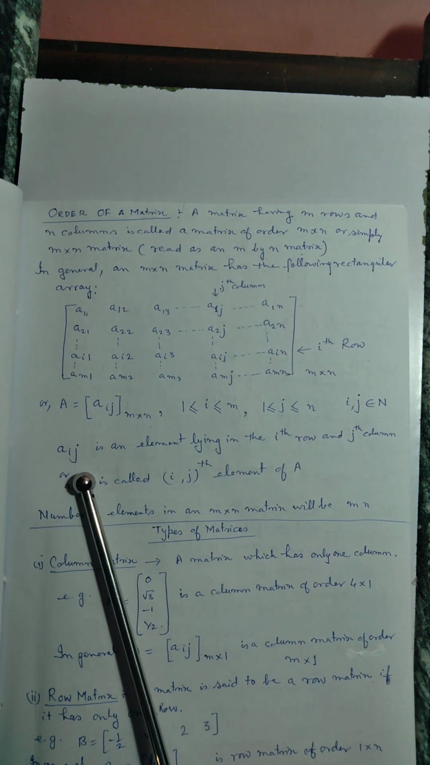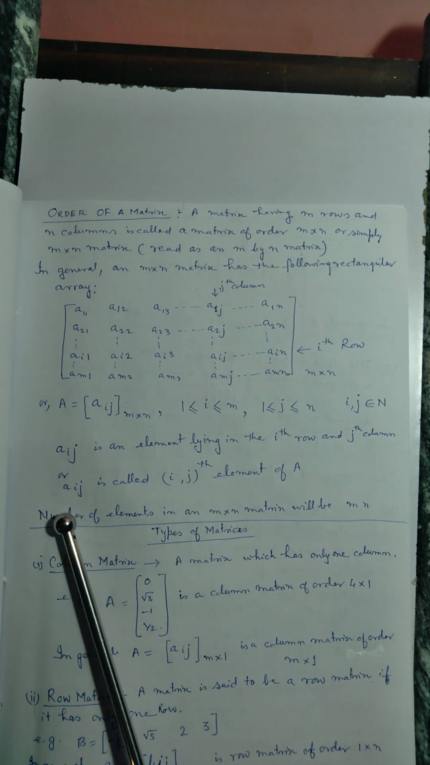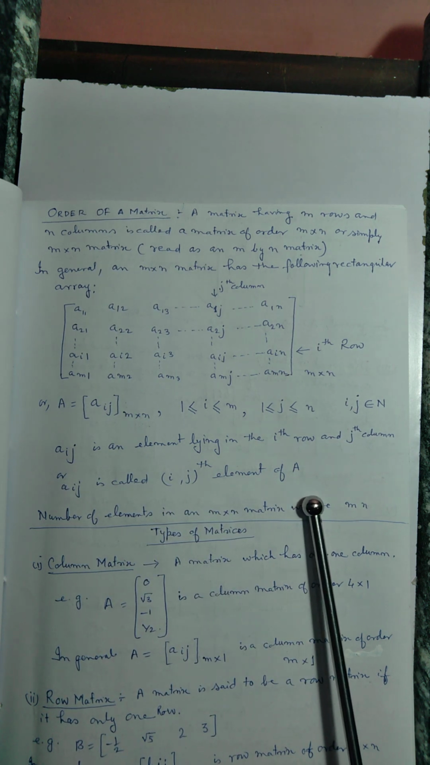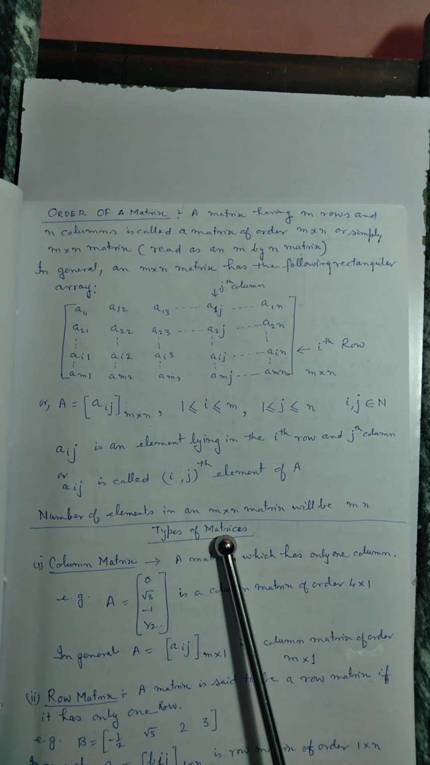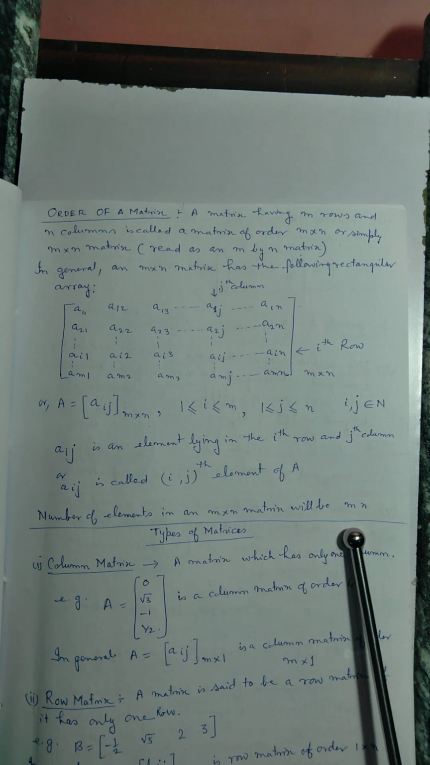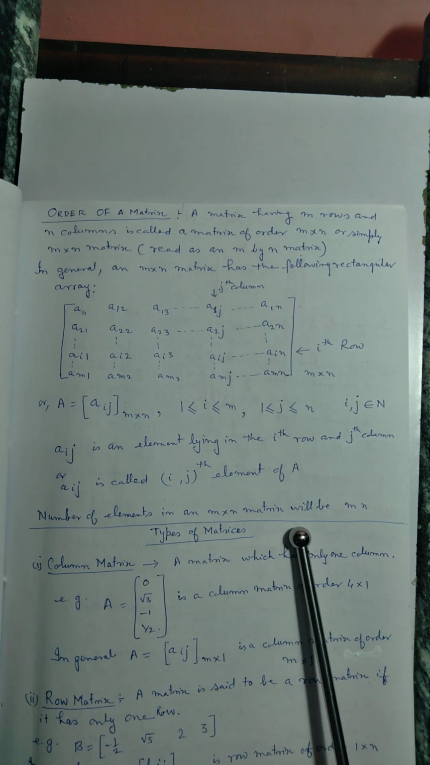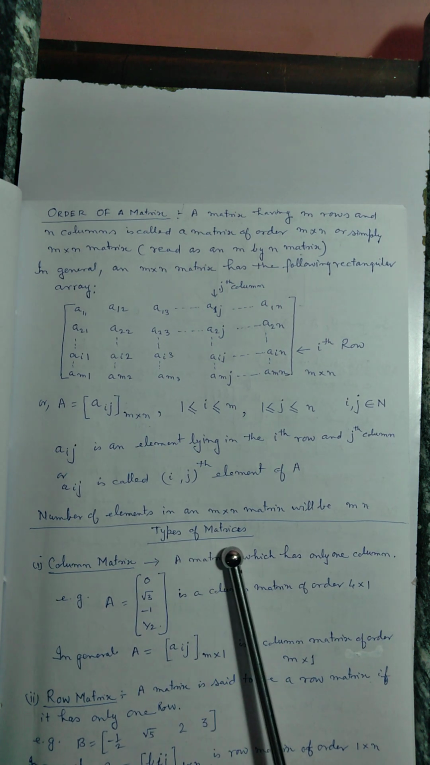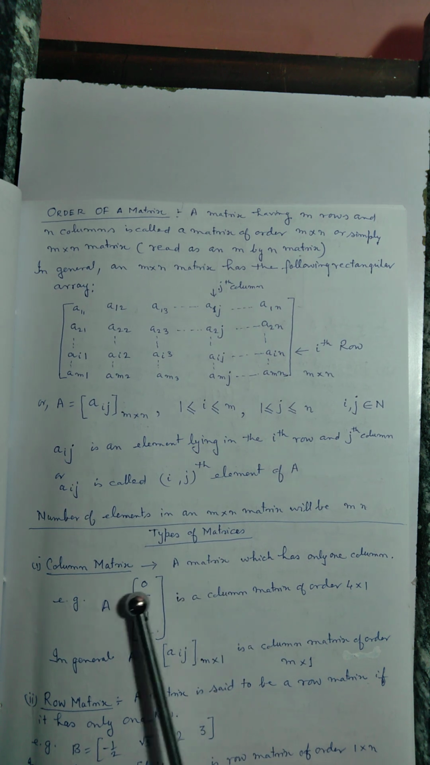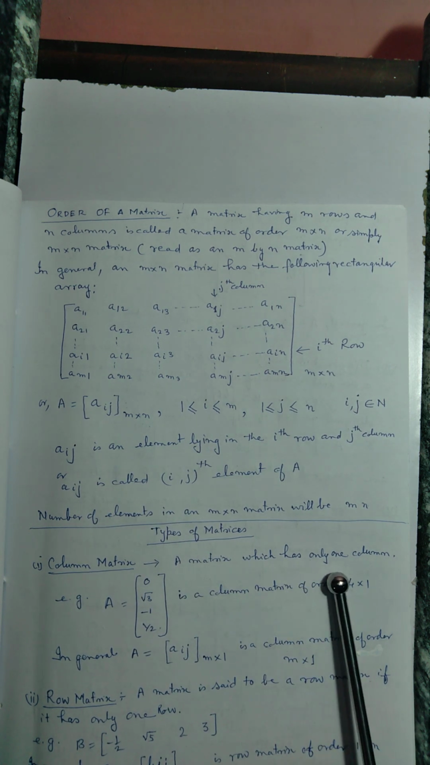Now Aij is an element lying in the ith row and jth column, or Aij is called the ijth element of the matrix A. The number of elements in an m into n order matrix will be mn. Now come to the types of matrices. You see, matrices is the plural word for matrix. So types of matrices: the first one is the column matrix, a matrix which has only one column.